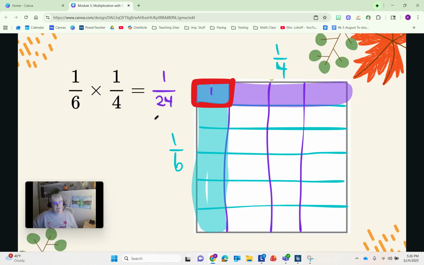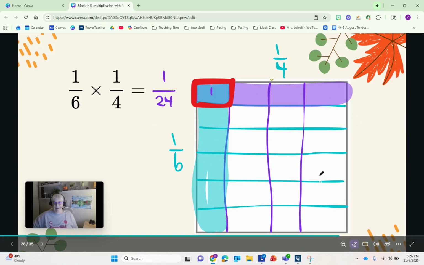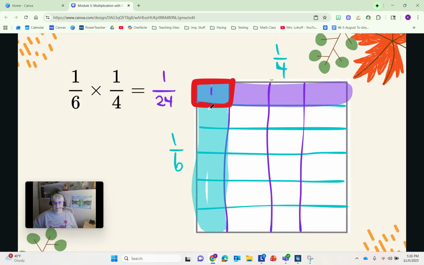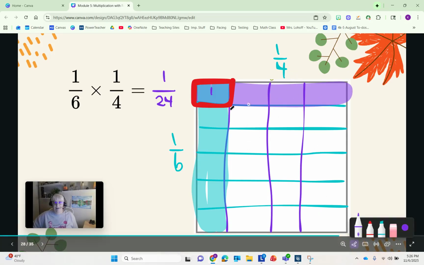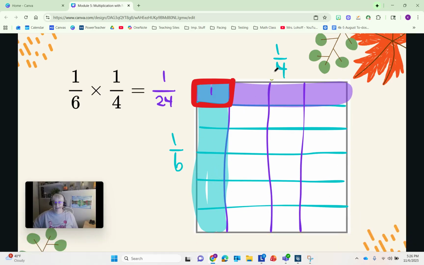Now I'm wondering if you've been noticing some patterns. When we build this and we have 6 going in one way, 6 rows and 4 columns, this is like a multiplication fact. So to figure out how many boxes there are total, we would multiply 6 times 4. That's the bottom of or the denominator of our fraction. And if we look over here, 6 times 4 is 24.